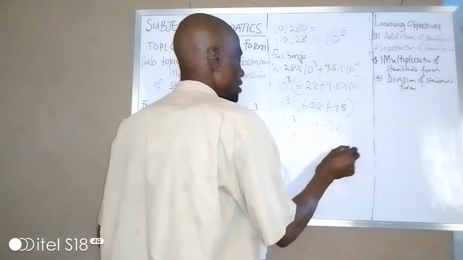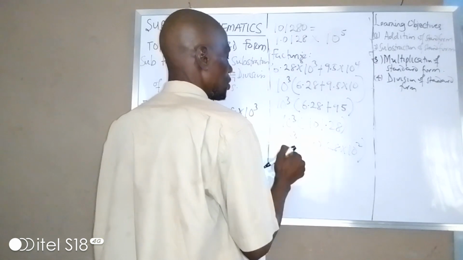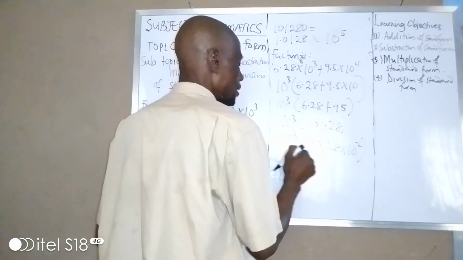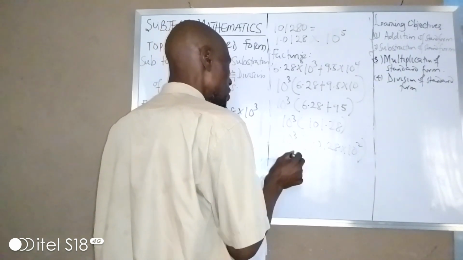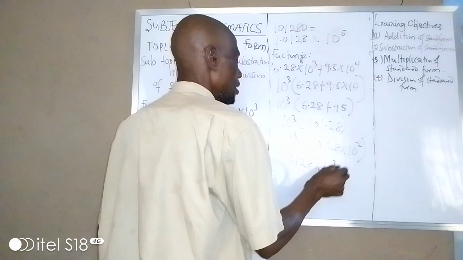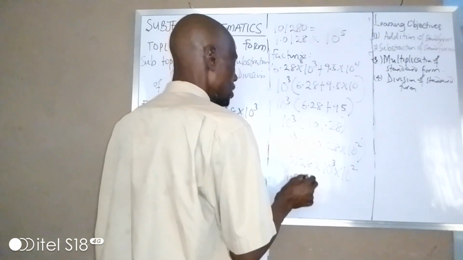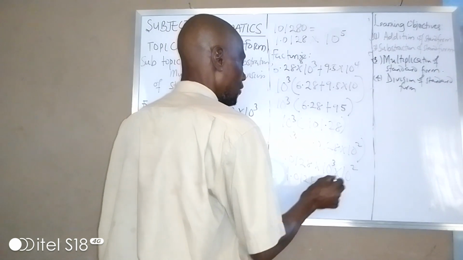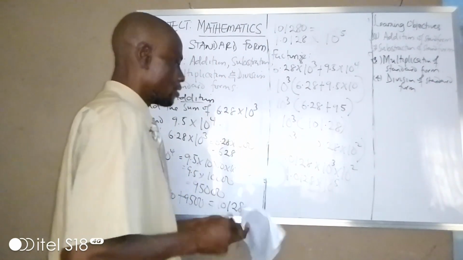1.0128 times 10 to the power 2. Okay, when changing to standard form, that means 10 to the power 3 times this, we are going to have 1.0128 times 10 to the power 3 times 10 to the power 2. So that means 1.0128 times 10 to the power 5. That's the final answer.